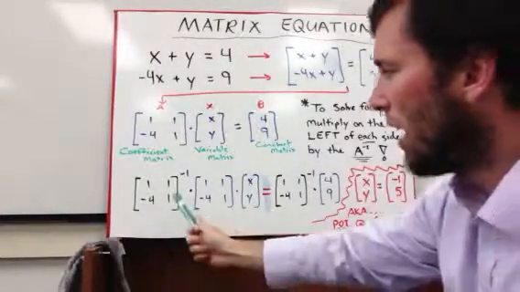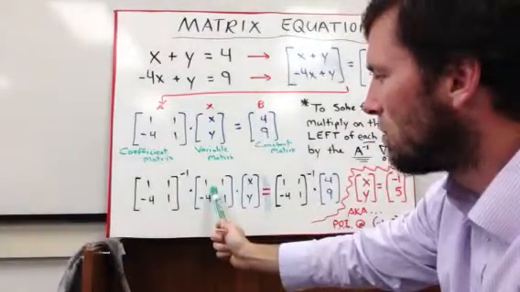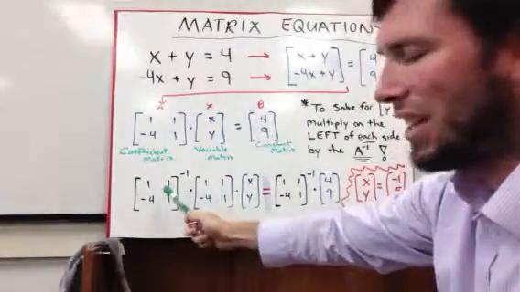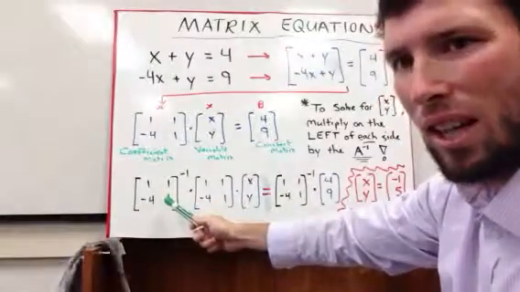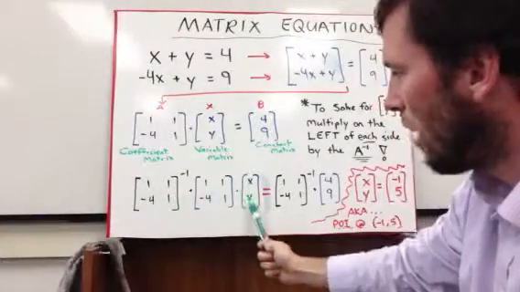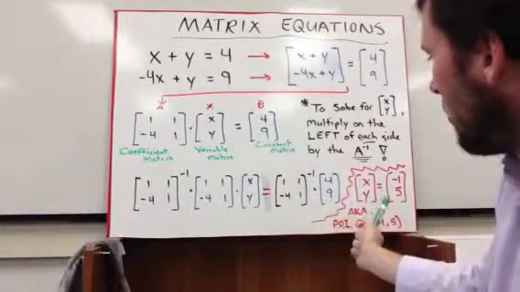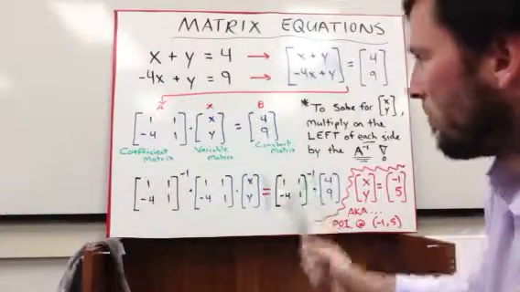I want you to realize that by multiplying this matrix right here by its inverse, they end up kind of canceling out, and you just get x y. And the result of negative 1 and 5 comes from this right here.